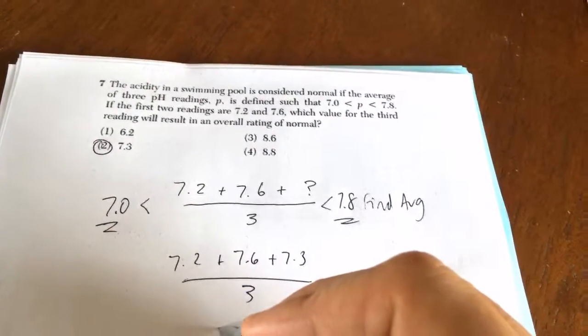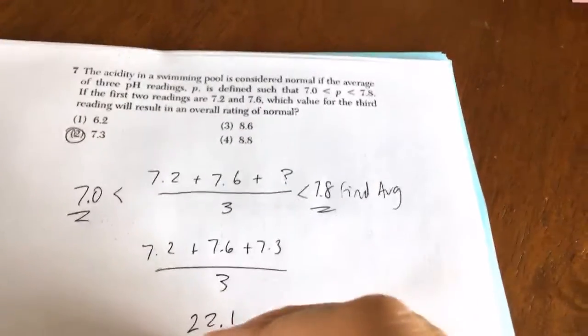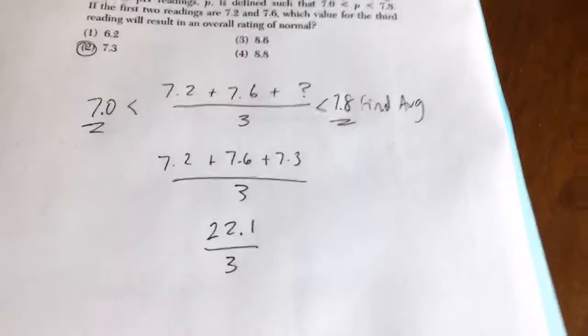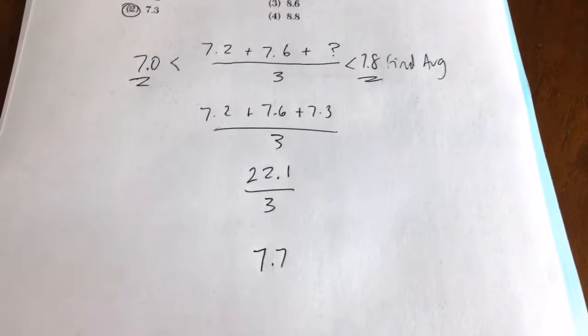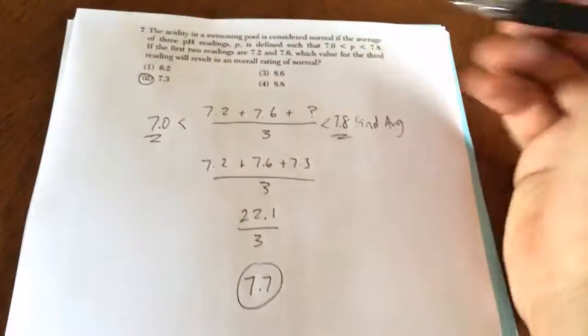We are going to get 22.1, and we're going to divide that by 3, and 22.1 divided by 3 comes out to 7.7. This is indeed between 7 and 7.8.